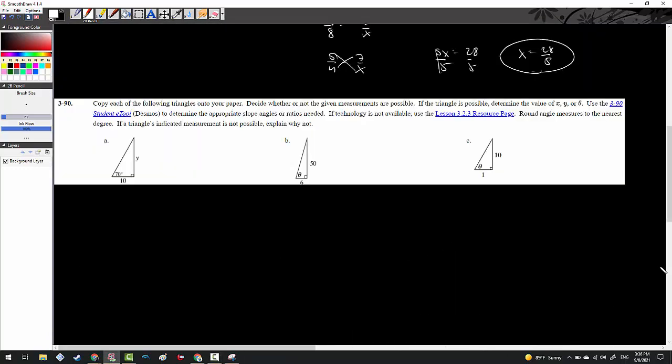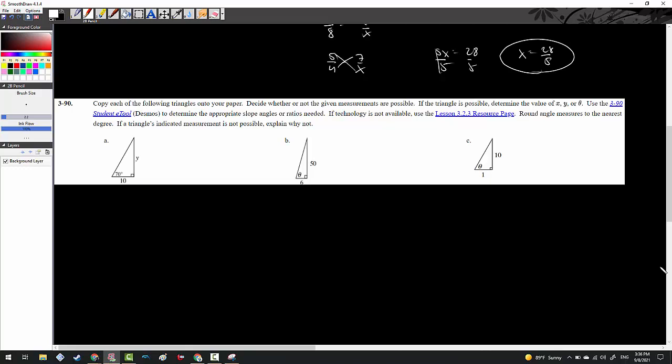Moving on to 3-90, it says copy each of the following triangles onto your paper. Decide whether or not the given measurements are possible. And it says if the triangle is possible, determine the value of x, y, or theta. Use the 3-90 student E tool to determine appropriate slope angles or ratios needed.